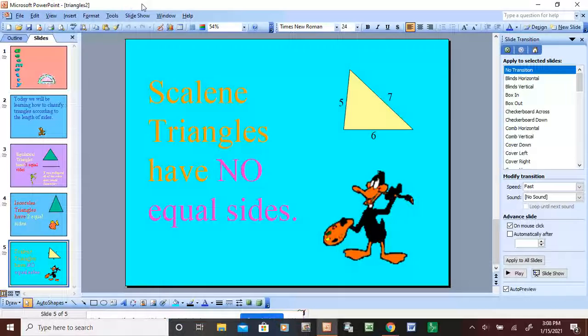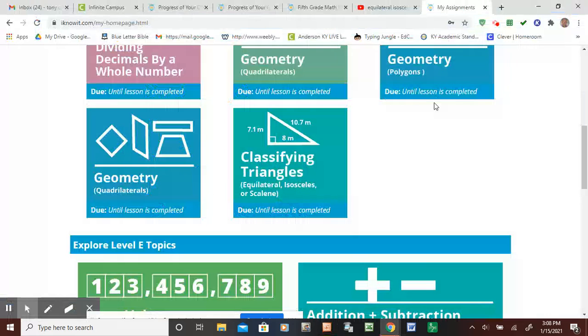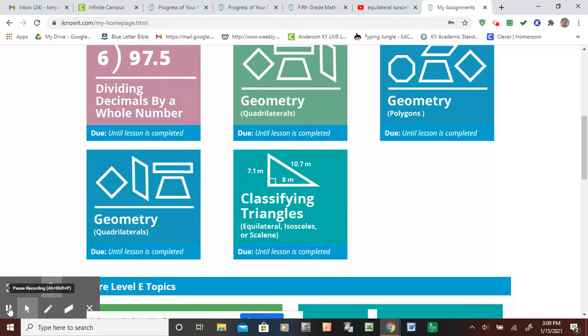All right. And we will go right out of this program and into another. Today you'll be using iknowit.com like you normally do, and you'll see an icon on there called classifying triangles. And it will say equilateral, isosceles, and scalene, just like what we've talked about. Let's take a look at a few examples of what you might run into.